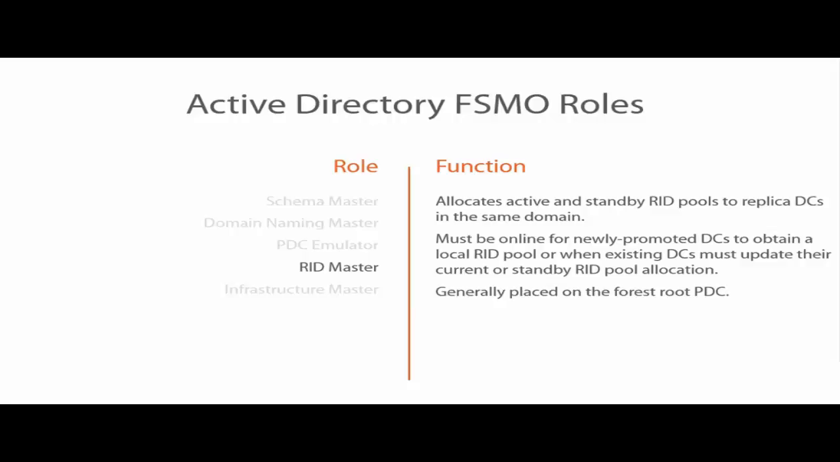The RID master has got to be online so that any newly promoted DCs can obtain a local RID pool. Generally, the RIDs are distributed by the individual DCs, and only when they run out of RIDs in their pool do they request another set of them from the RID master. And it generally is also placed on the forest root PDC. As you can see here, that PDC has a lot of different roles that are generally held on it.